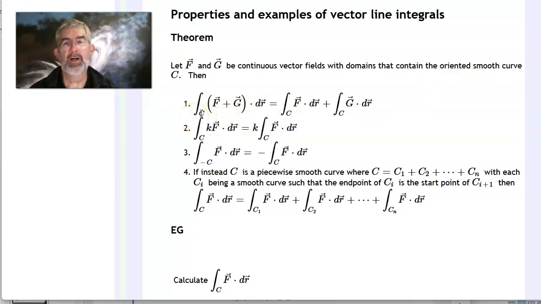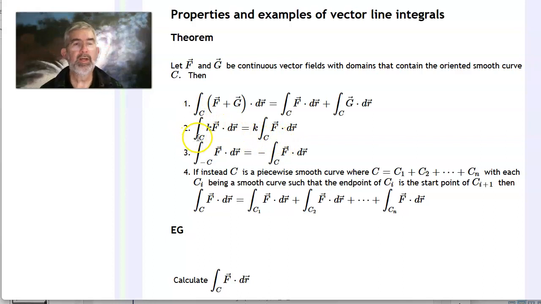So here are some properties. The line integral of the sum of the two vector fields dotted with dr is equal to the sum of the individual line integrals. So the integral of F plus G dot dr is the integral of F dot dr plus the integral of G dot dr. And number two, where k is a constant, a real number, the integral of k times F dot dr equals k times the integral of F dot dr.